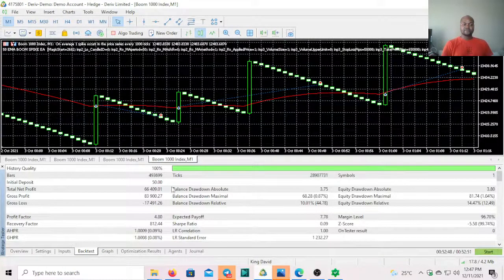We started with an initial deposit of 50 US dollars, and by the end of the year you are guaranteed that you'll get something like 66,000. I'm telling you, this robot can do this. You can also check here again, we have a profit factor of 4.8, which is quite good. Then the expected payoff is 7.74.